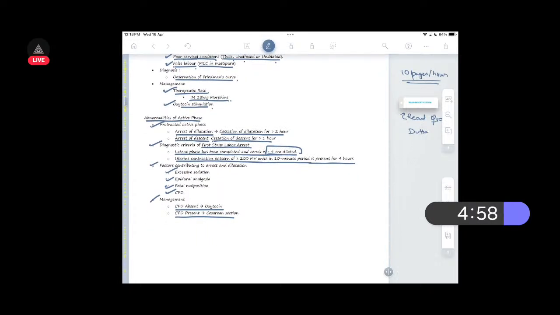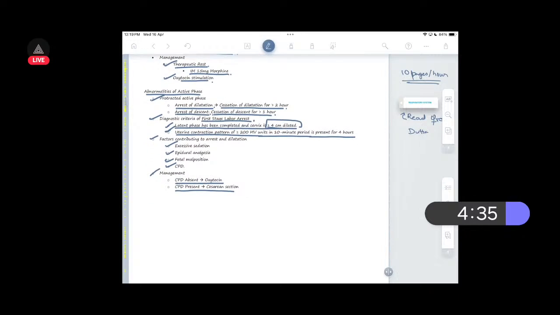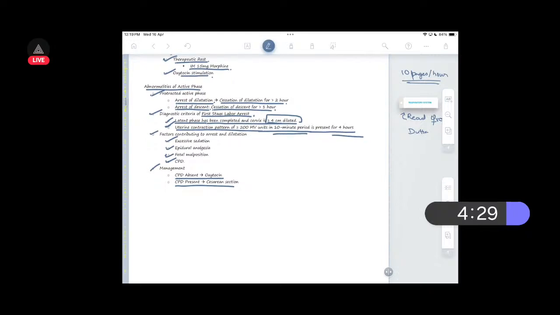Abnormalities of the active phase: you have protracted active phase, which is arrest of dilatation, cessation of dilatation for more than 2 hours, and arrest of descent, cessation of descent for more than 1 hour. Diagnostic criteria of first stage labor arrest: the latent phase has been completed and the cervix is more than 4 centimeters dilated, with uterine contractions of more than 200 MV units in a 10-minute period for 4 hours. Factors contributing to arrest of dilatation are excessive sedation, excessive analgesia, fetal malposition, and cephalopelvic disproportion. Management is oxytocin or cesarean section.